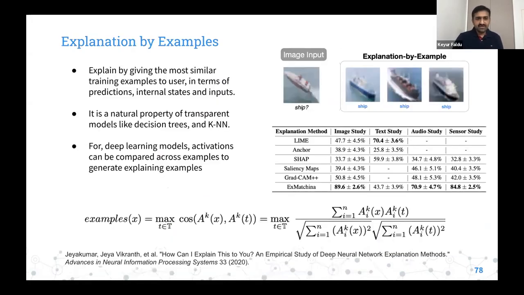So for explanation by example, we just surface the similar examples which are similar in terms of prediction, or which are influencing the prediction process, right, or the decision of the model.